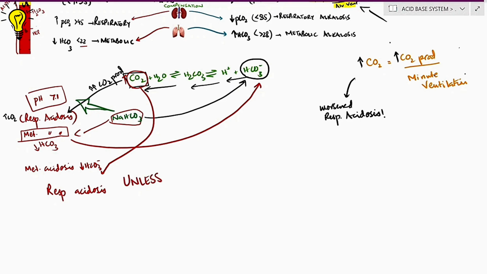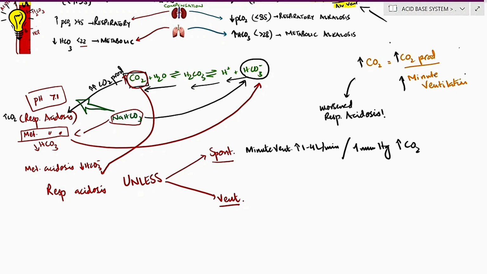Unless carbon dioxide levels are checked as per the carbon dioxide equation, ventilation must increase to manage the added carbon dioxide load, right? So in a spontaneously breathing patient, minute ventilation increases by 1 to 4 liters per minute with every rise in carbon dioxide above 40.